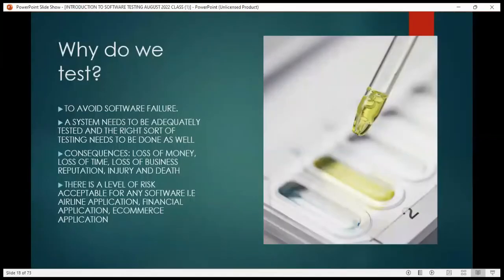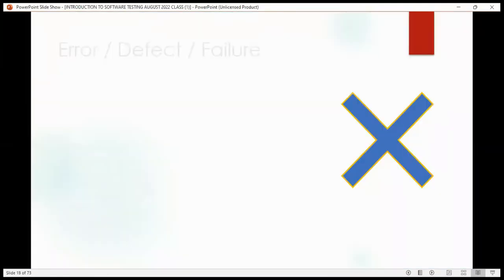Then why do we test? We test to avoid failure. A system needs to be tested adequately, and the right sort of testing needs to be done. What are the consequences if you don't test properly? Loss of money, loss of business reputation, loss of time. It could either cause injury or death. So the way you test an application is different from each other. So not to forget these three brothers: error, defect, failure. Who can remind me? Error is what? Human mistake. Defect is what?